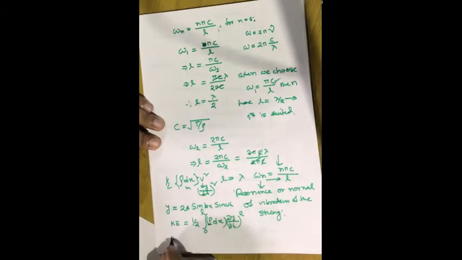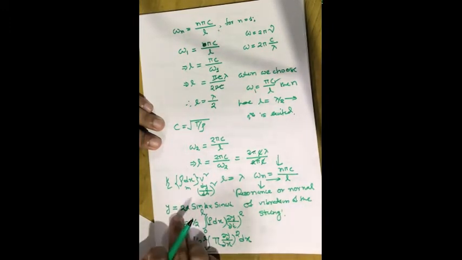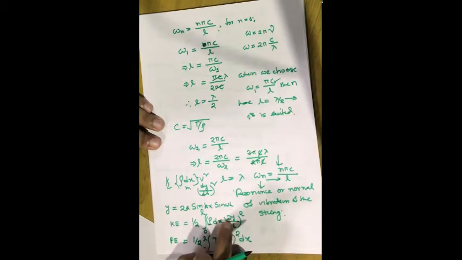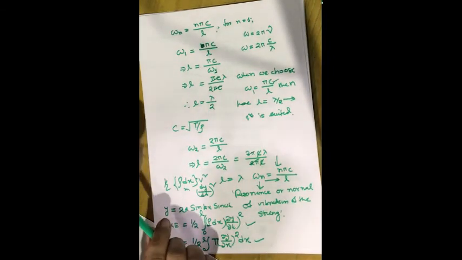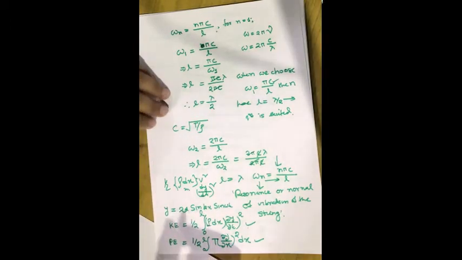Then the potential energy of the string, half into integral 0 to L, tension in the string, as you have remembered, T into del y by del x whole square into dx. So this is the potential energy of the string. Basically, I am going to differentiate y with respect to x and t, because kinetic energy involves del y by del t and potential energy involves del y by del x. We are going to put these values in to find the potential energy and kinetic energy of this string, in order to get the total energy of the string. Okay, so let's do that calculation.